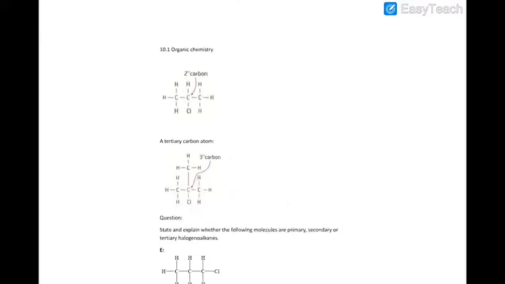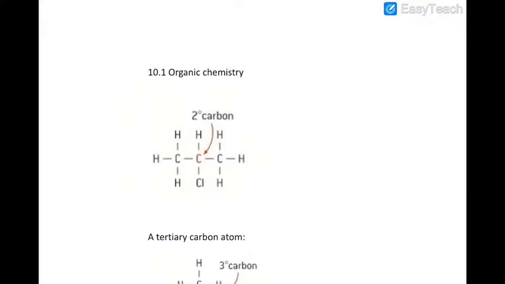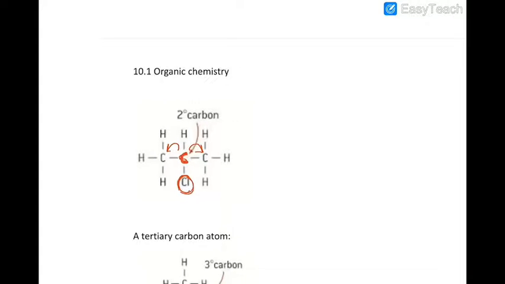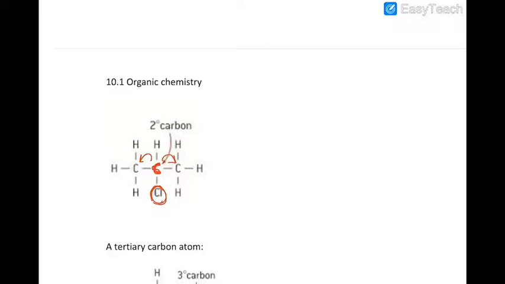And then a secondary carbon. So we're going to look at the functional group. The functional group is here. This functional group is attached to this carbon. So we're going to look at this carbon, and this is attached to 1 and 2 carbon atoms directly. So this is a secondary carbon. A secondary carbon is bonded to 2 other carbon atoms. So in this case, this is going to be a secondary halogenoalkane, because the halogen is attached to a secondary carbon.